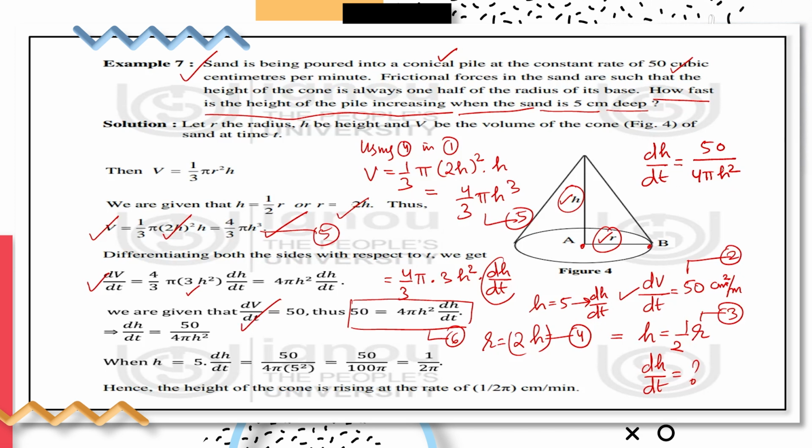substituting 5 in place of h, you will get dH by dt is equal to 50 upon 4 pi into 5 square. So, that solves to 50 upon 100 pi, and that is nothing but 1 upon 2 pi. So, the height of the cone is rising at the rate of 1 upon 2 pi centimeters per minute. I hope you understood how to solve such type of word problems.